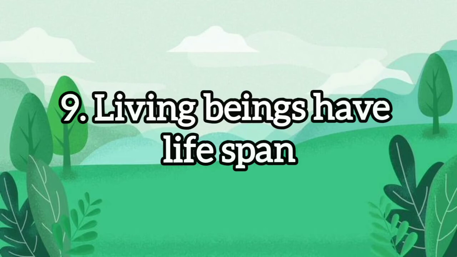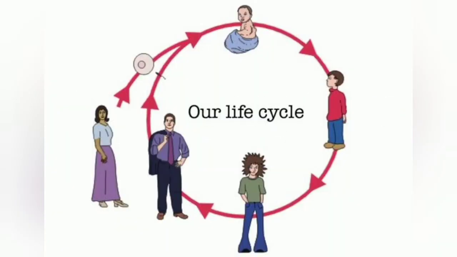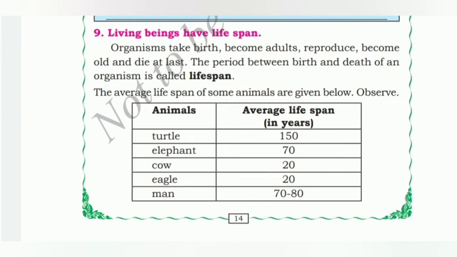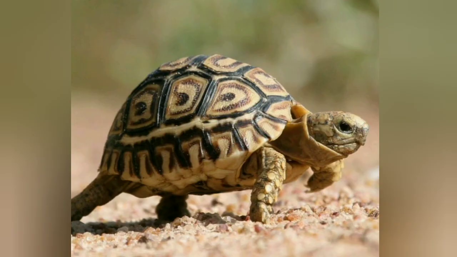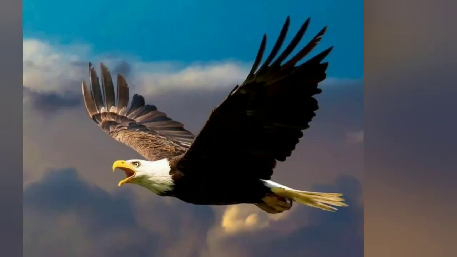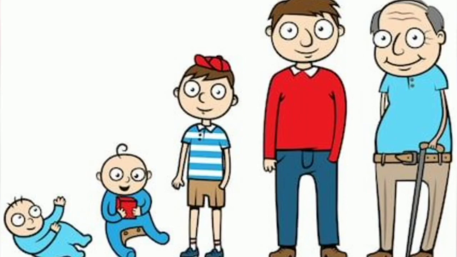Next one is, living beings have lifespan. Organisms take birth, become adults, reproduce, become old and die at last. The period between birth and death of an organism is called lifespan. The average lifespans of some animals are given here: turtle 150 years, elephant 70, cow 20 years, eagle 20 years, man 70 to 80 years.